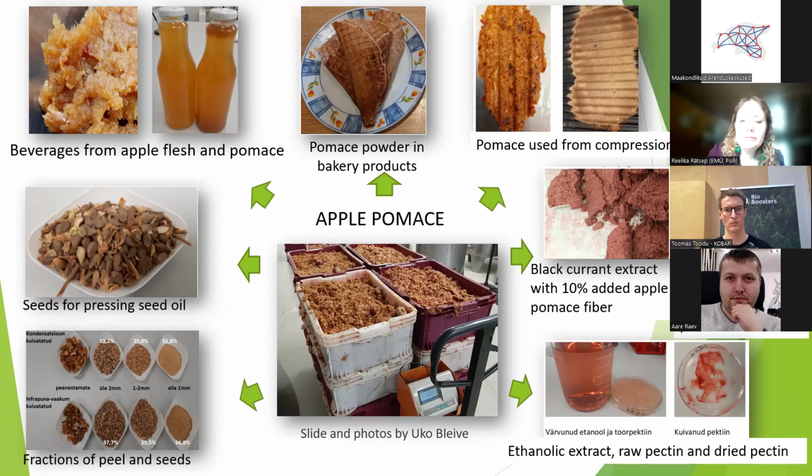And also in the example of apple, we can see that we can extract the raw pectin from the material, and we can also dry the pectin, and this can be used in the food industry as well. So depending on the material, we can have very many solutions for the food products, for the food supplements, for different kinds of purposes.